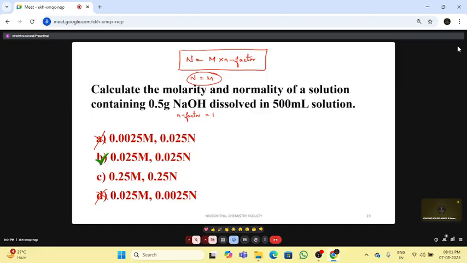Right. So till now we have discussed three concentration parameters. One is molality, another one is normality. Now we'll discuss one more parameter, which is called mole fraction. Mole fraction can be represented with a capital X.